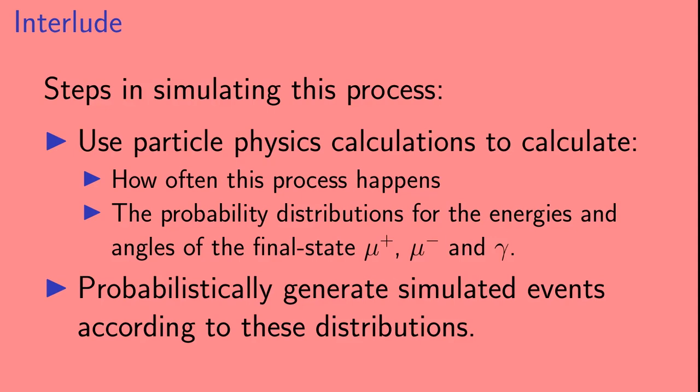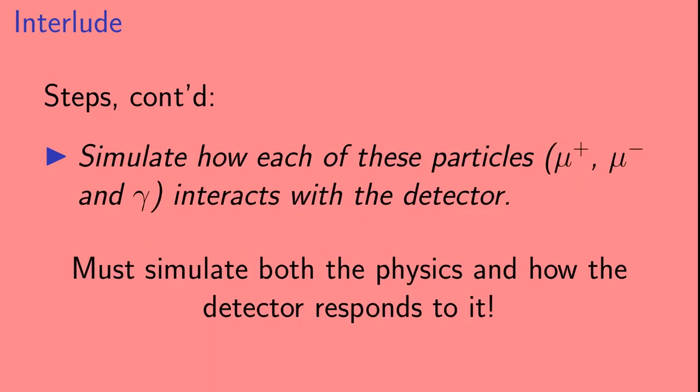Okay, let's look at the steps that we need to go through in simulating this process. First, we use particle physics calculations to calculate 1. How often this process happens, and 2. The probability distributions for the energies and angles of the final state muon, antimuon, and photon. Second, we probabilistically generate simulated events according to these distributions. Third, we simulate how each of these particles interacts with the detector. Importantly, we must simulate both the physics and how the detector responds to it.